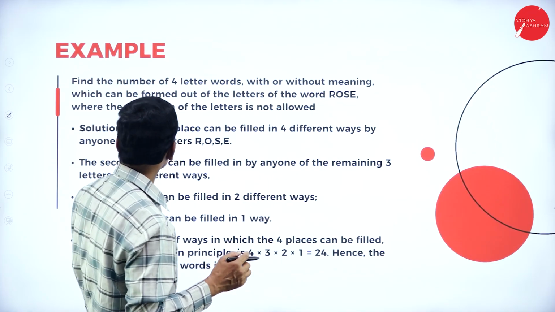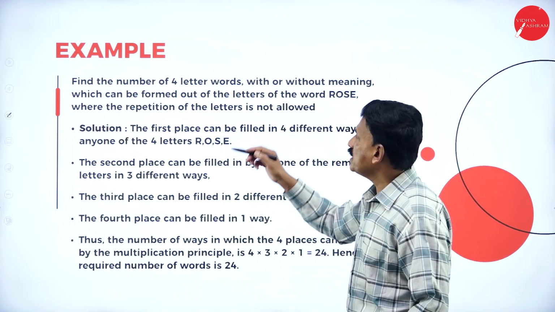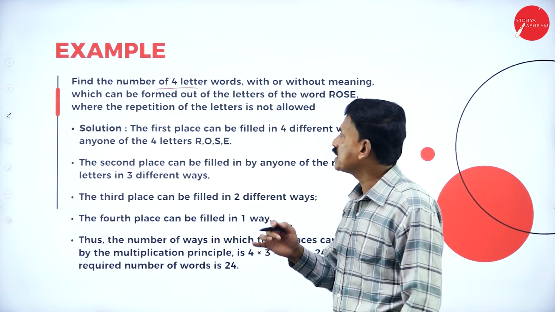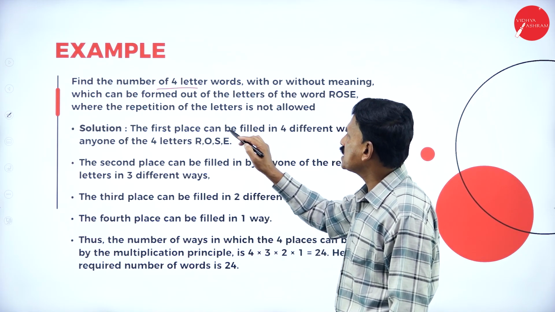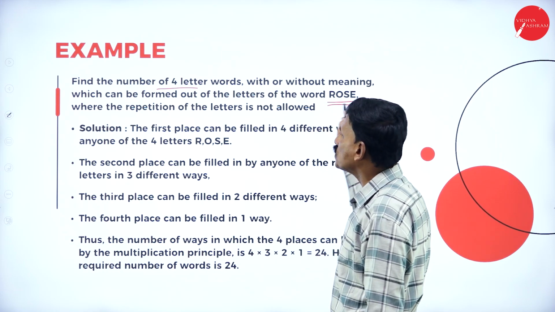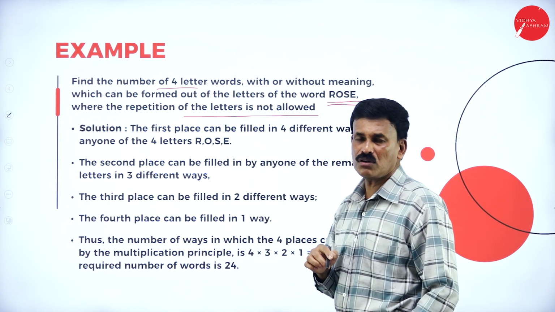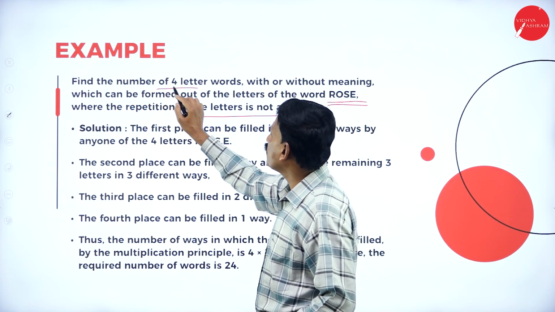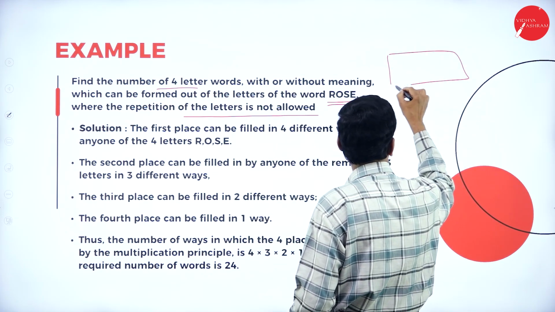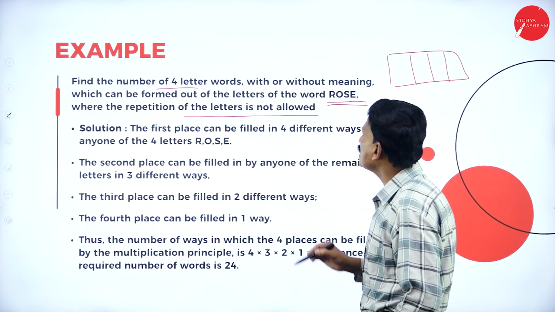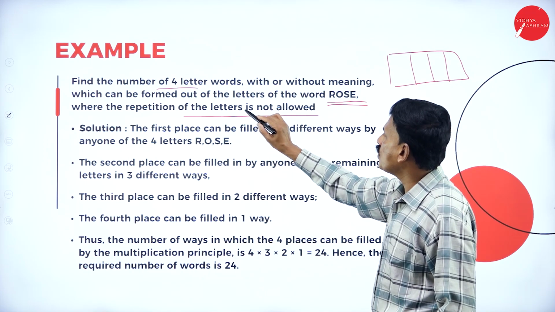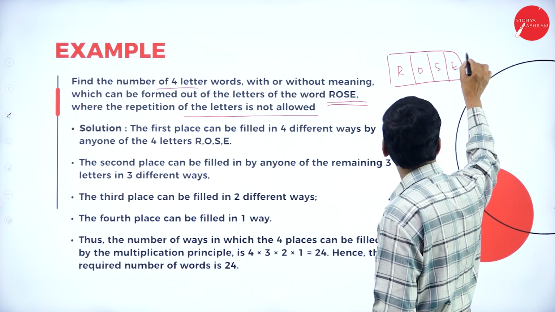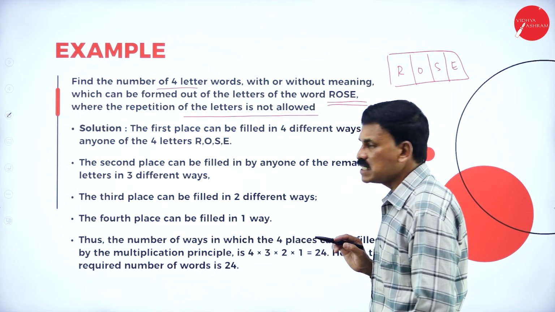Now let us take a small example. Find the number of 4-letter words, with or without meaning, which can be formed out of the letters of the word ROSE, where repetition of the letters is not allowed.